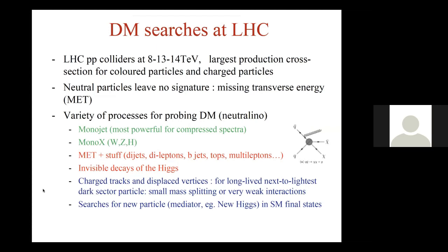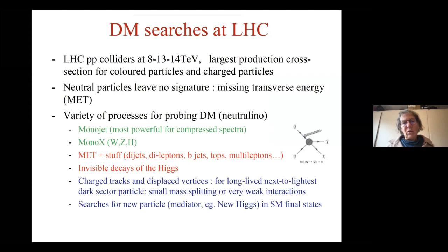So the LHC is a pp collider that has run at 8 and 13 TeV and will soon run at close to 14. The largest production cross sections, of course, are for colored and charged particles. Neutral particles, unfortunately, leave no signature except for missing transverse energy. So if you want to produce dark matter directly in a model-independent way, you have to somehow use an extra particle. For example, monojet, where you radiate a gluon or quark from the initial state, or it can be a gauge boson or Higgs or whatever.